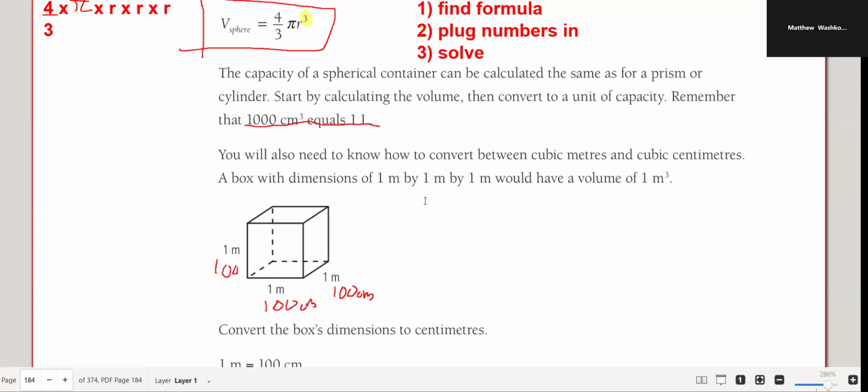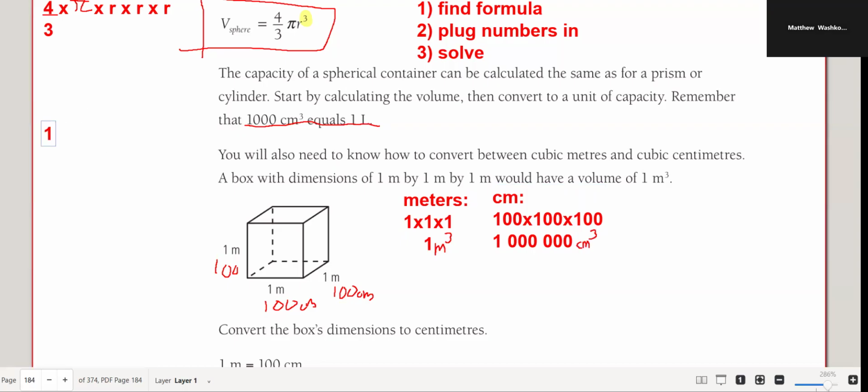Now, for meters, it's 1 times 1 times 1, which is 1. But if I were to go to centimeters, it's 100 times 100 times 100. 1, 2, 3, 4, 5, 6 zeros. That is a million. So 1 cubic meter is the same as a million cubic centimeters.